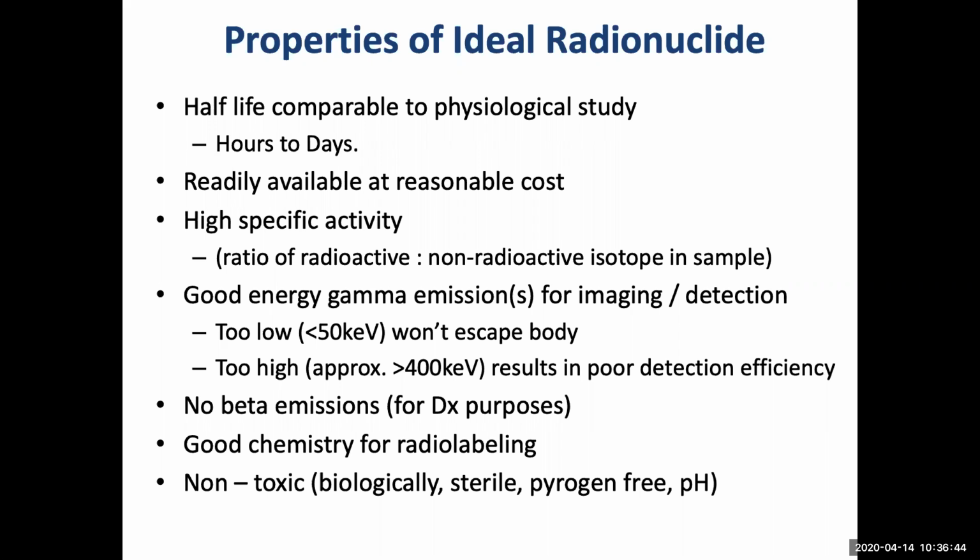It is between 50 and 400. That's why we use technetium-99m. It's about 140 keV, and has a very good half-life, 6 hours. We don't want beta emission in our radionuclide, because it has no purpose in diagnostic imaging. Beta emission will be absorbed by the body and will not be imaged by the detector. We need good chemistry for radiolabeling, and of course non-toxic, pyrogen-free, sterilized, and so on.